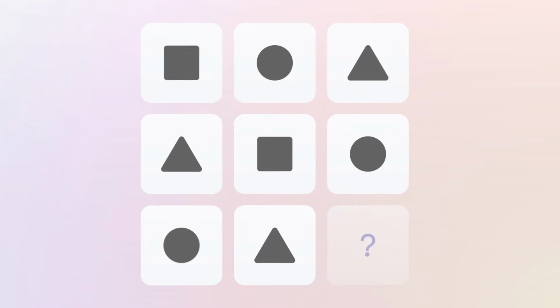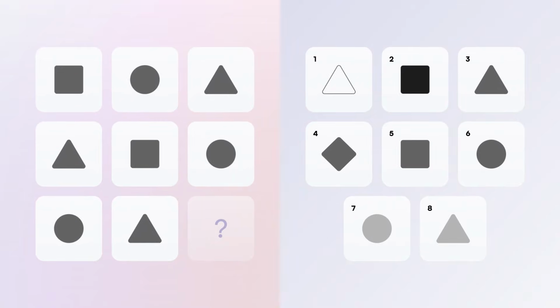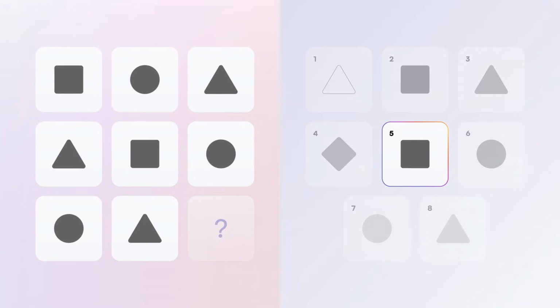Let's look at an example question. Which option will complete the pattern in the 3x3 grid of squares? The correct answer is option 5 because it completes the pattern.